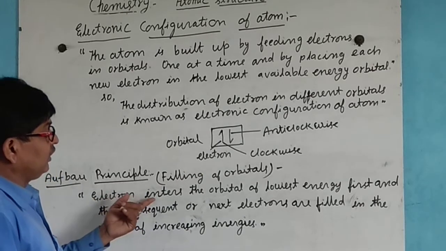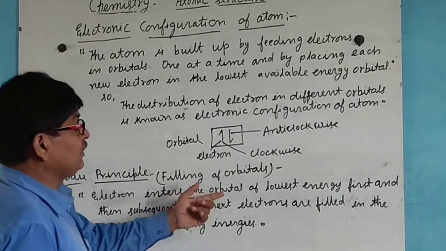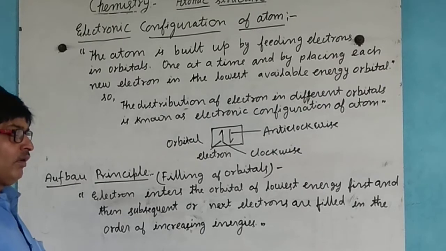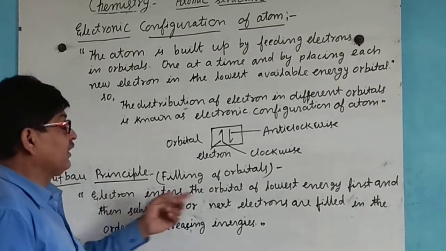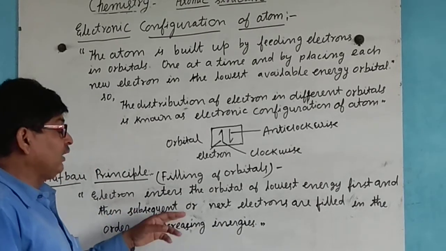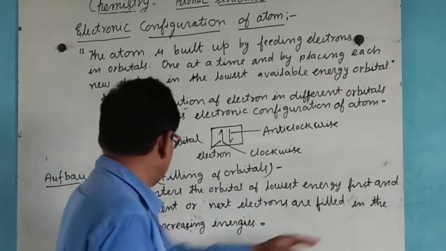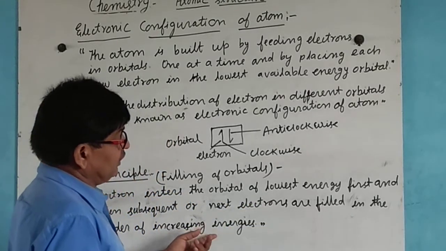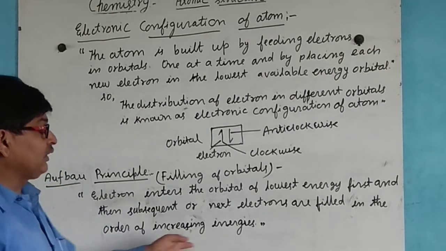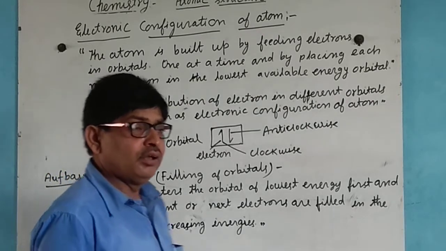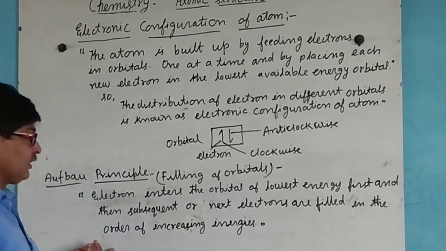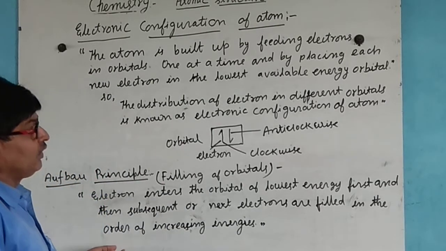Here the electron enters the orbital of lowest energy first. Then the next electrons are filled in the order of increasing energy. Now we write the order of orbitals here.